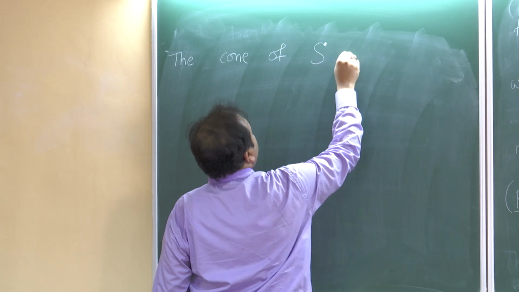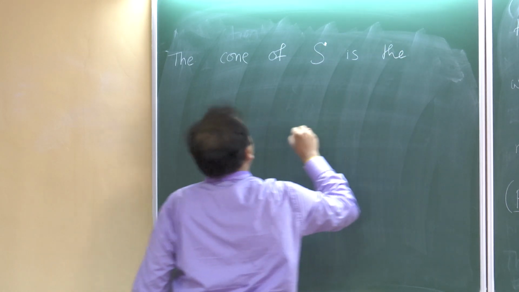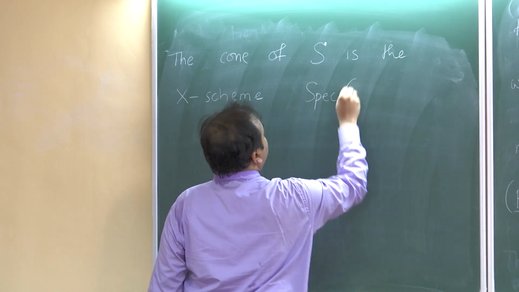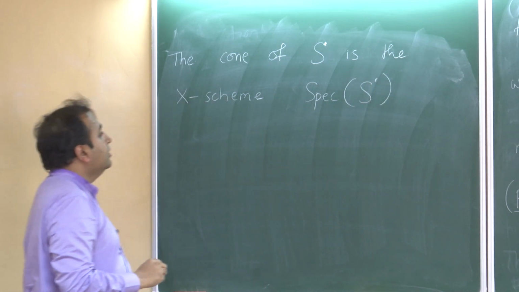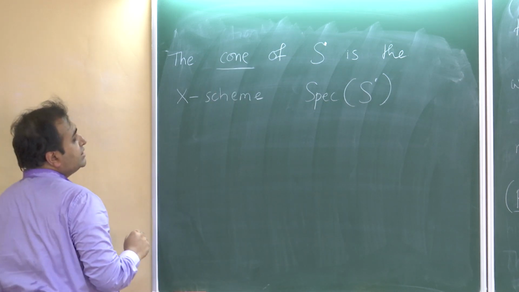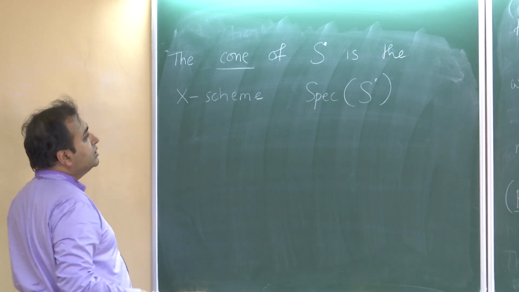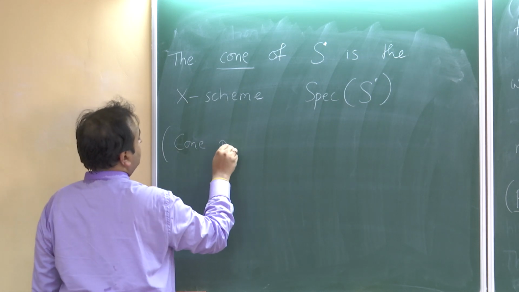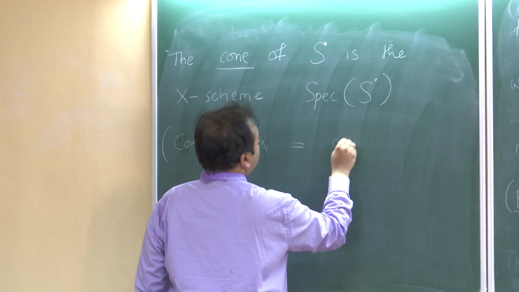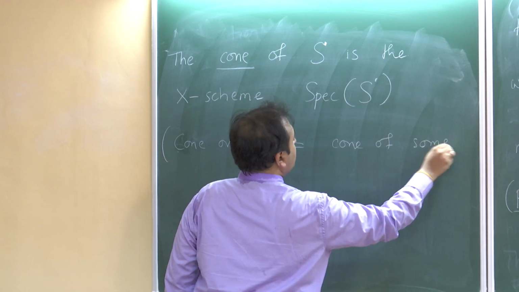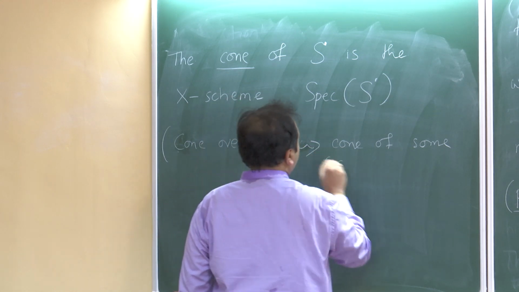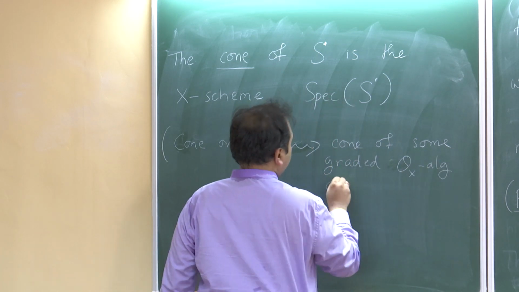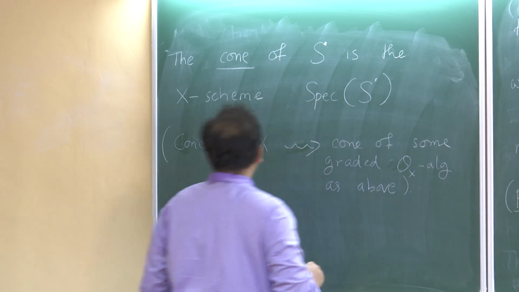Suppose the cone is the X scheme Spec of S dot. Then in general, when I say cone over X, I mean the cone of some graded algebra like this. So a cone over X is this.